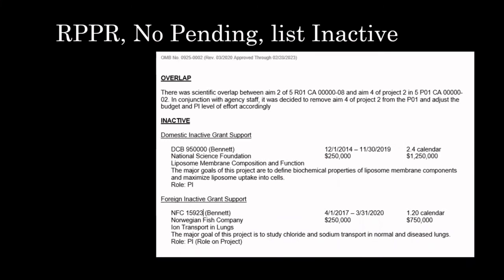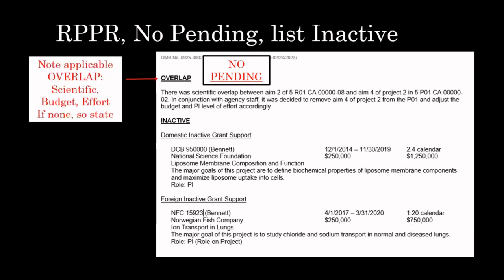So on an RPPR, like I said, we do not list pending, we only list inactive grants. So this would be inactive since the last reporting period. You always want to review either the prior other support that was submitted at just in time if you're working on the year one progress report, or the previous year progress report to indicate what has expired since the last reporting period. You would simply cut and paste that into inactive and note that it was inactivated with the dates and the information.